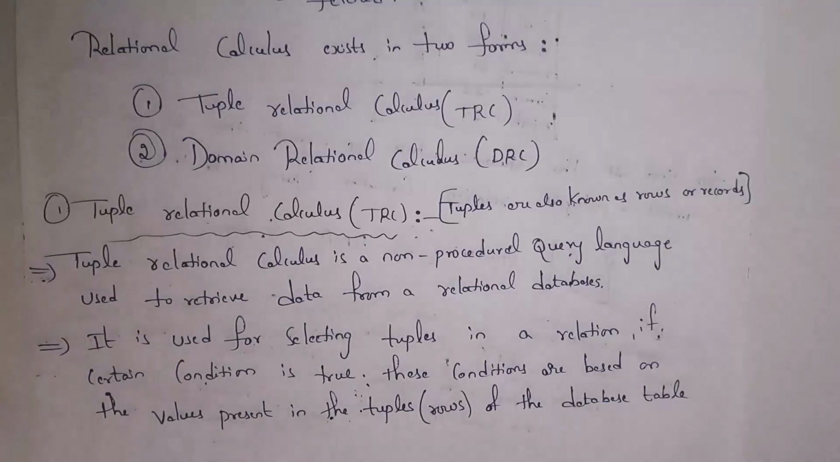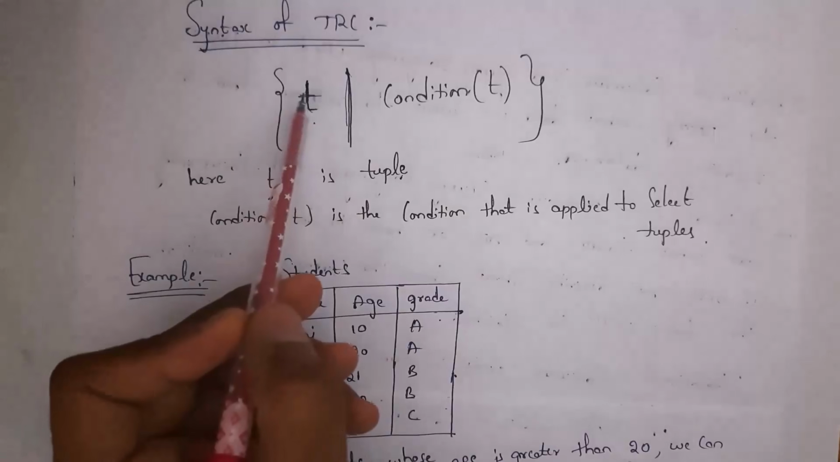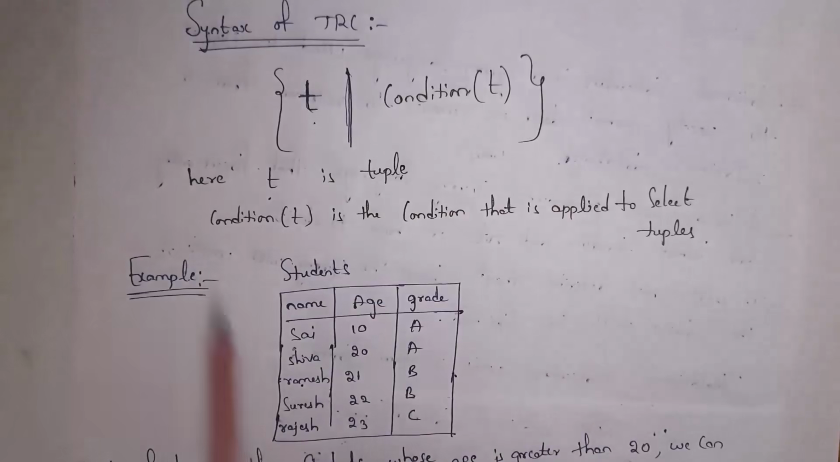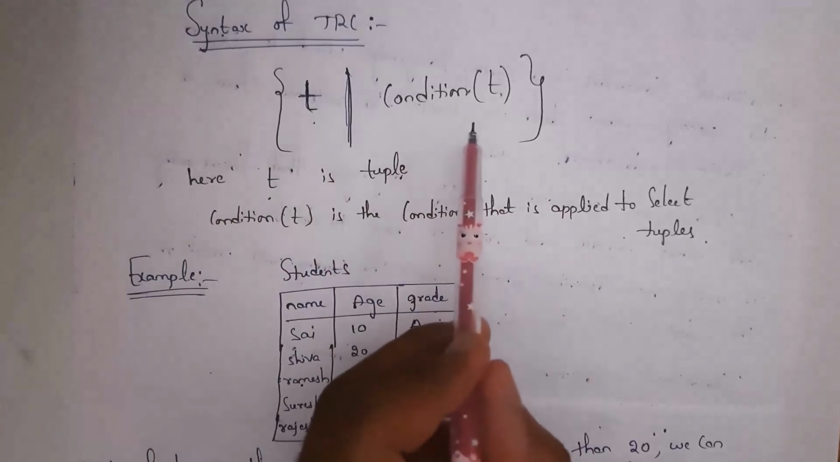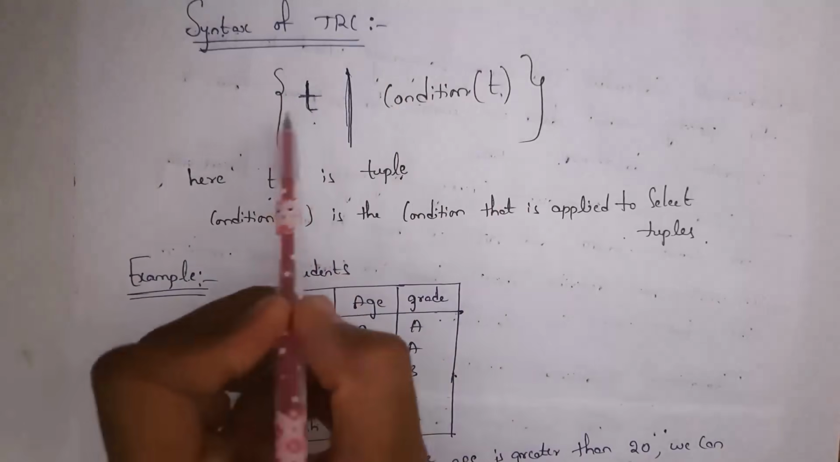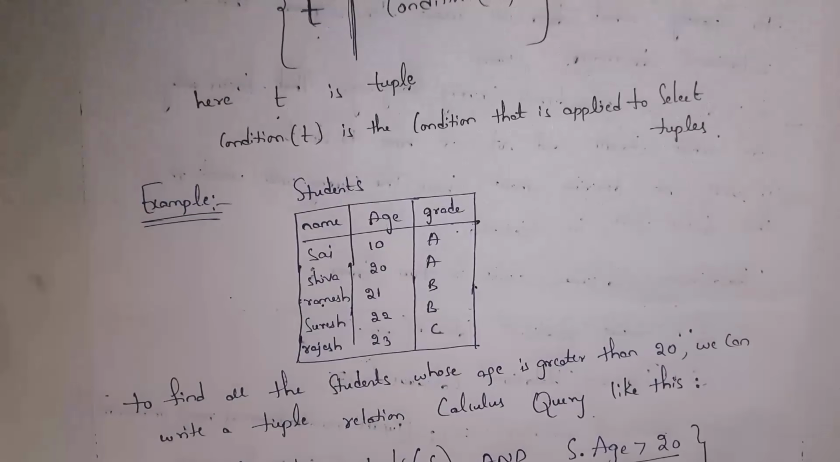Guys, I will give an example so that you can clearly understand what this tuple relational calculus is. This is the syntax of tuple relational calculus, where T stands for tuple, write a bar here, and write the condition of T. Here we need to give a condition in order to select tuples, and we need to represent this in curly braces. For example, there is a students table. The students table contains this information. Now I want to select complete records of students whose age is greater than 20. Here Ramesh's age is 21, Suresh's age is 22 and Rajesh's age is 23. Now we need to select these entire 3 records as output.